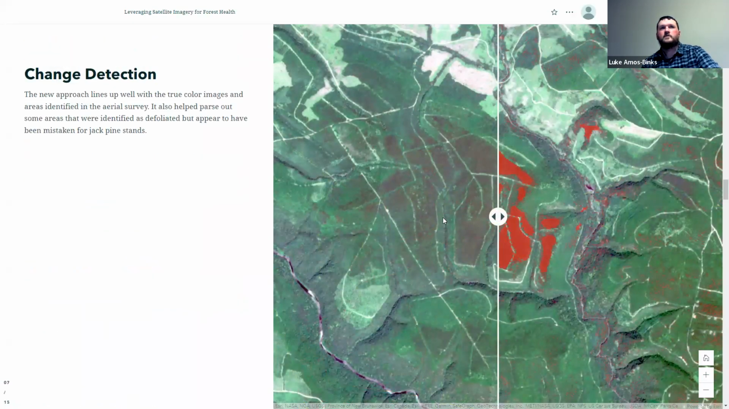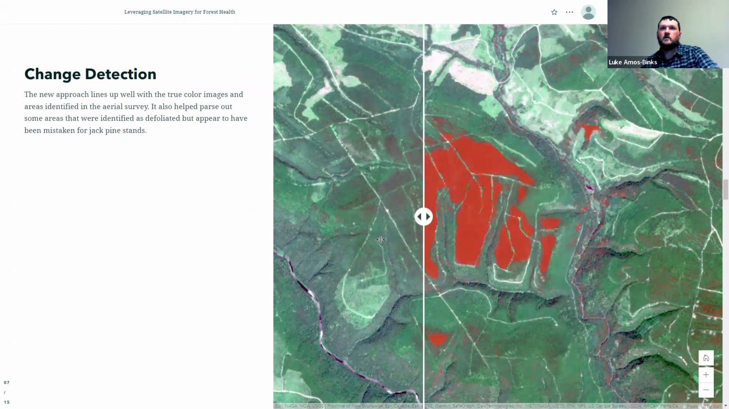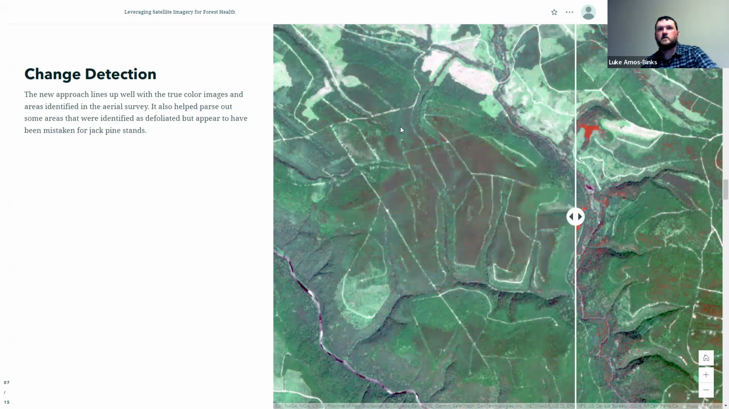And the new approach lines up well with the true color images and those defined in the aerial survey. Same sort of thing here. I can swipe away the change detection index. So the dark red is the change detection index, and then you can see the underlying red defoliation matching up in the bottom.